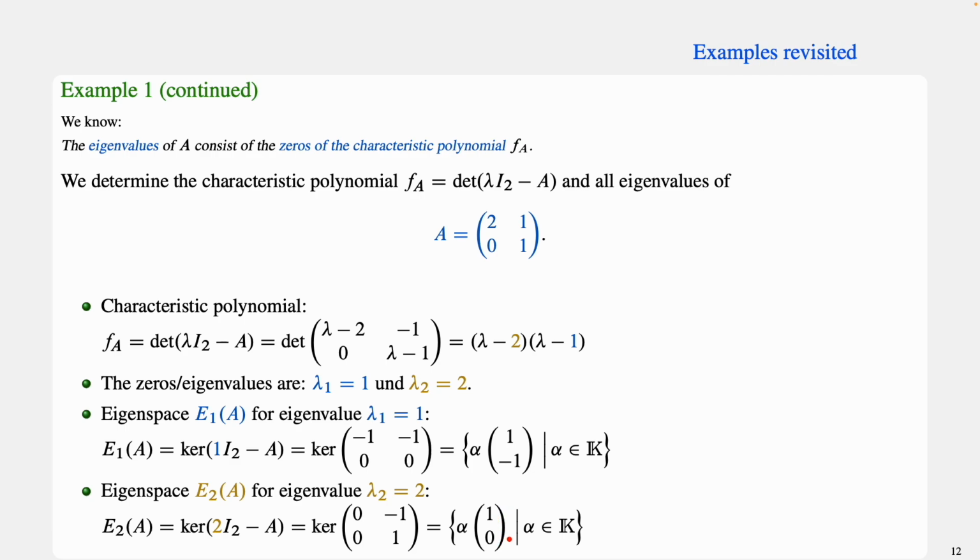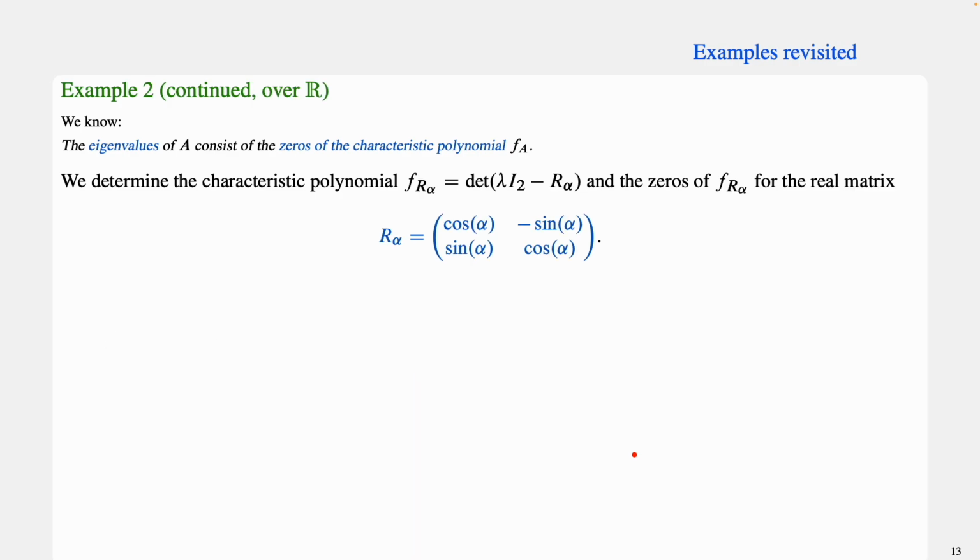So this is consistent with what we observed in the just graphical analysis of this map that we did before. We already found this eigenvector here, 1, 0, by visual inspection, but we had not noticed that there was a second eigenspace for the eigenvalue 1, which is generated by this vector here. So with the systematic approach via the characteristic polynomial, we could find this additional information that we didn't see at first glance before.